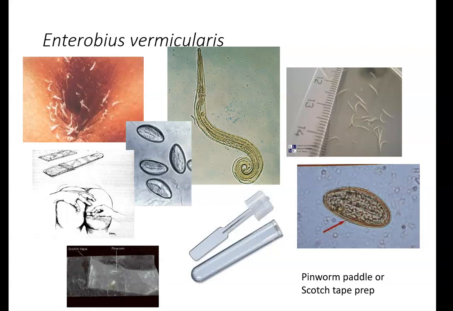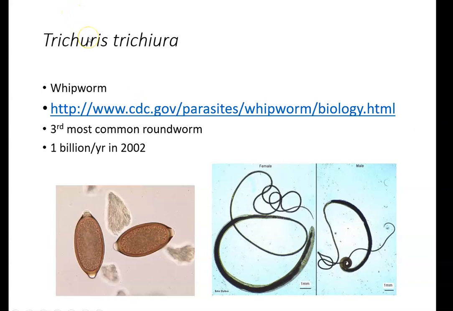All right. So Trichuris trichiura is a whipworm, and these are very, very common in veterinary practices. They see a lot of these in animals. This is the third most common roundworm worldwide, and in the year 2002, which is less than 20 years ago, we had a billion cases a year. A billion cases in a year worldwide. Those are not US numbers.